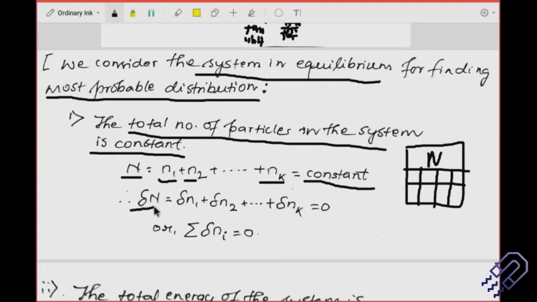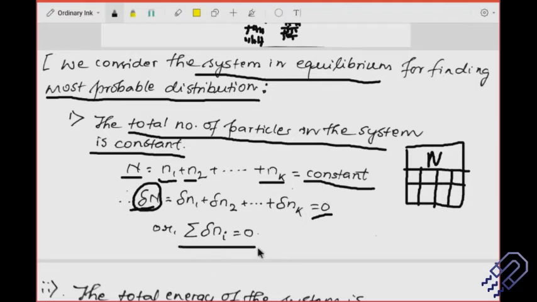So that means if you take the derivative of that, partial differentiation, the variation of that, if you take a very small change in that, it is basically going to be 0. So delta of n is going to be 0 because this is constant, because delta of a constant is 0, right?